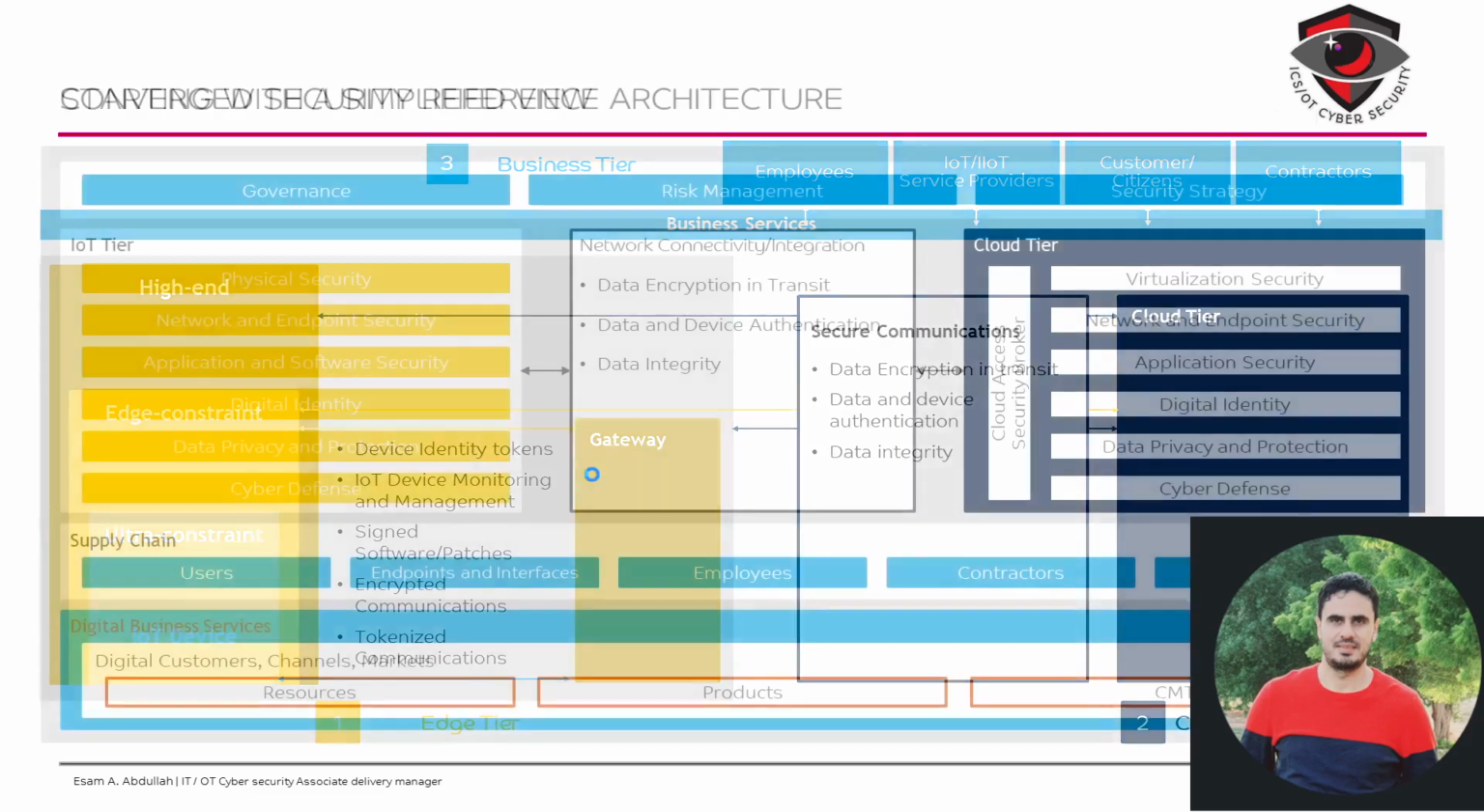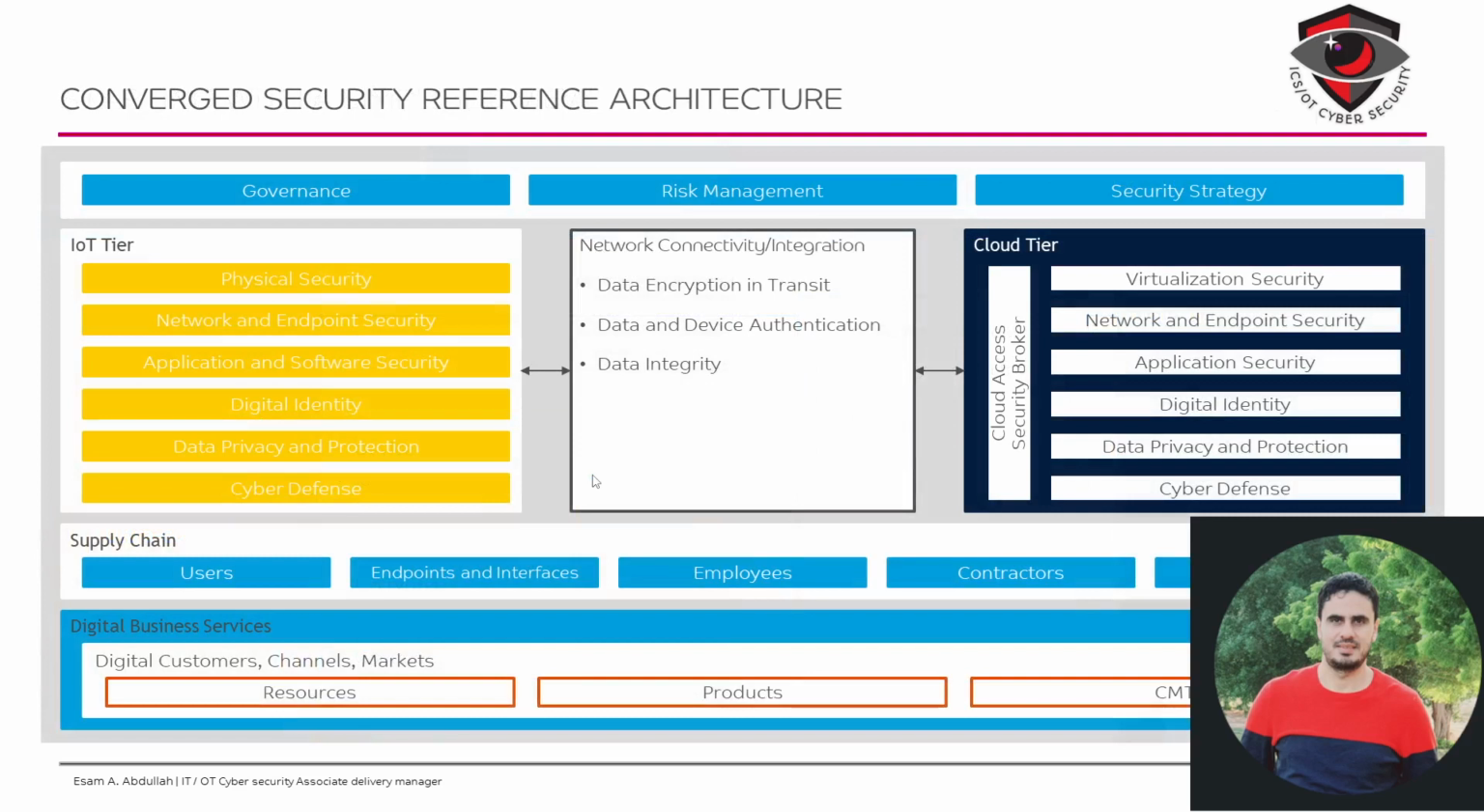Going deeper to another layer, which is the governed security reference architecture. Here are the governance, risk management, and security strategies. So in the cloud tier, and this is the business tier, it has digital customers, channels, market resources, and products, which is the digital business services, and the supply chain, which is connected to the users, endpoints, and interface: employees, contractors, and extra as well.